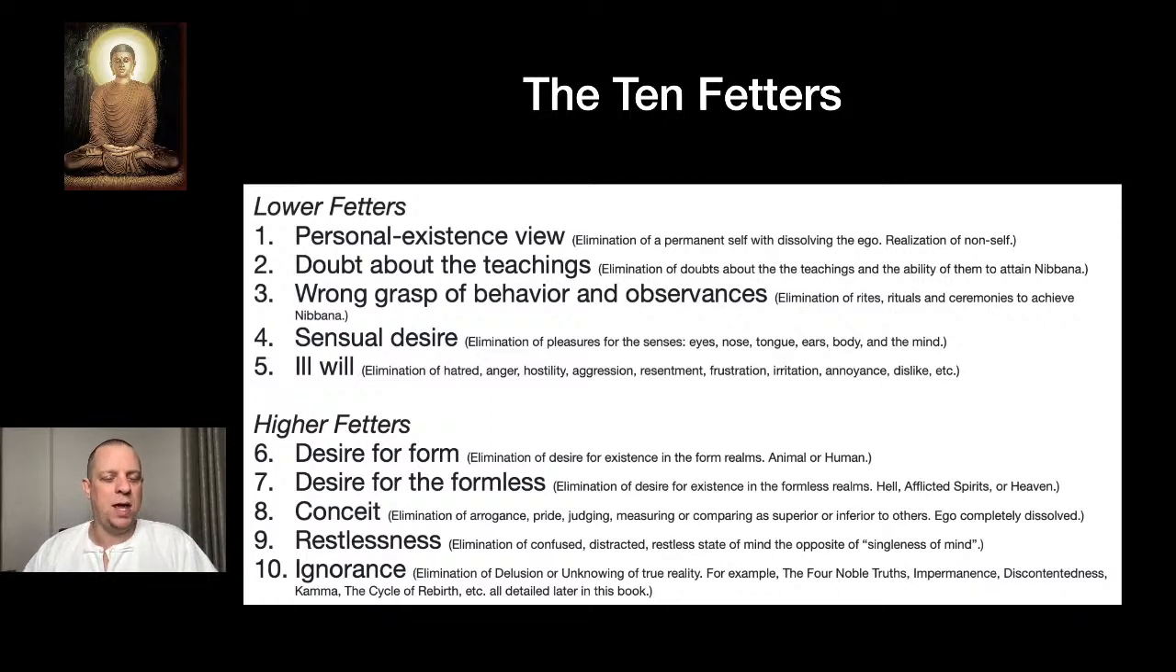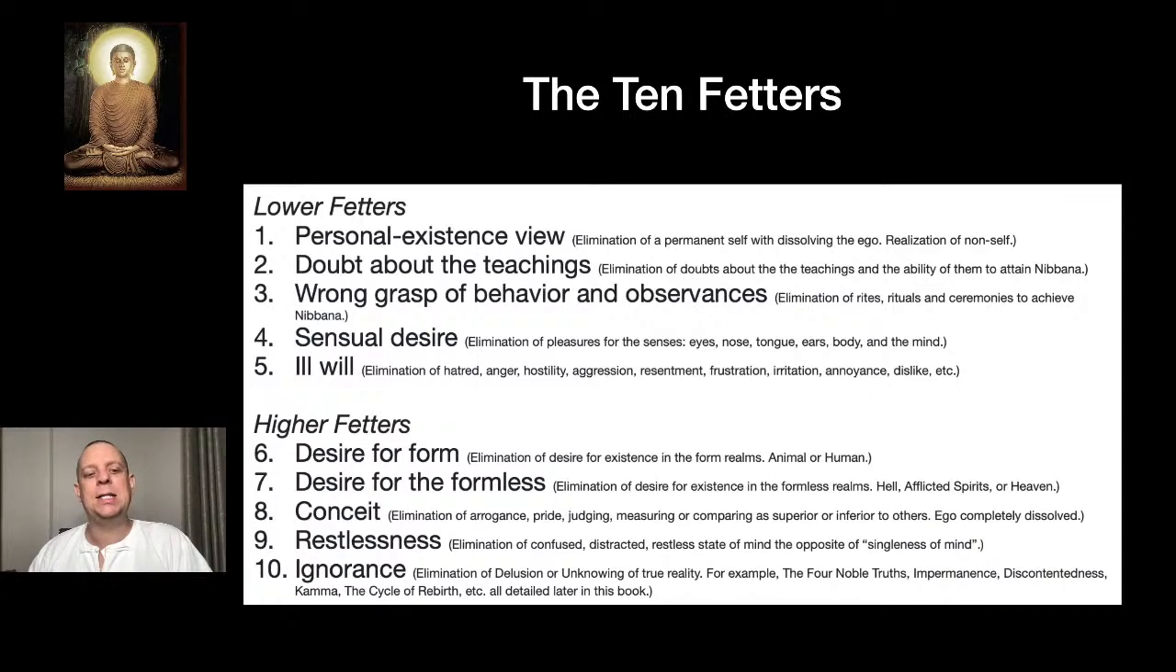And the same thing with the seventh fetter, desire for formless. This is where the mind can have desire to exist in one of the formless realms, like hell, afflicted spirits, or heavenly realm. There's a lot of people in the world that have a desire to die and go to heaven. Well, if there's this desire for existence in one of the formless realms, then beings in the heavenly realm are still in the cycle of rebirth. They haven't attained enlightenment yet, and beings in heaven can actually fall back down into one of the other realms, and the problem just continues with more and more discontentedness through multiple existences.